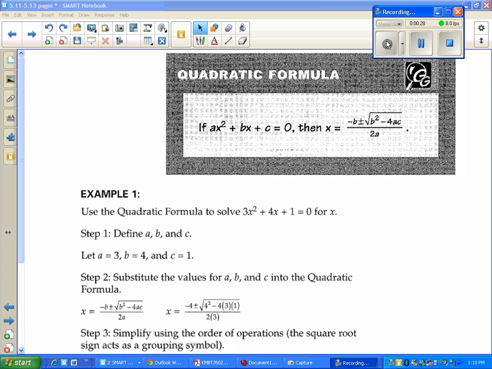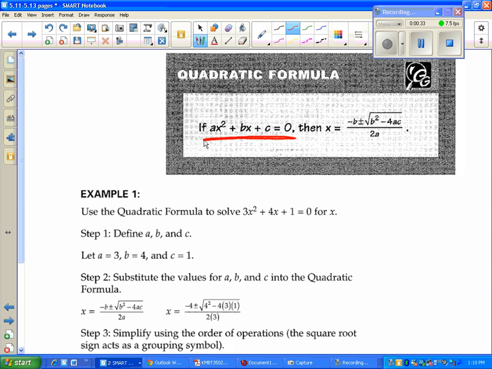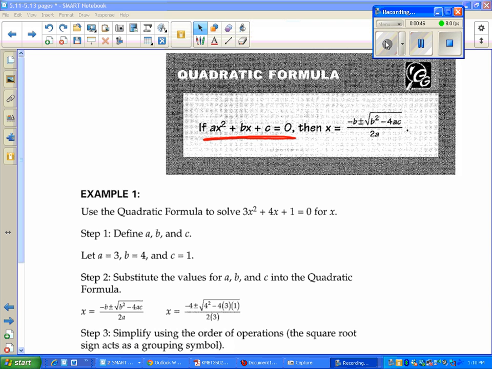So the first thing that we need to know is that my equation is in standard form: ax squared plus bx plus c equals 0. And then I can always use the quadratic formula to find x. Please take a few minutes and write down the quadratic formula. In using the quadratic formula, I have to have it memorized.